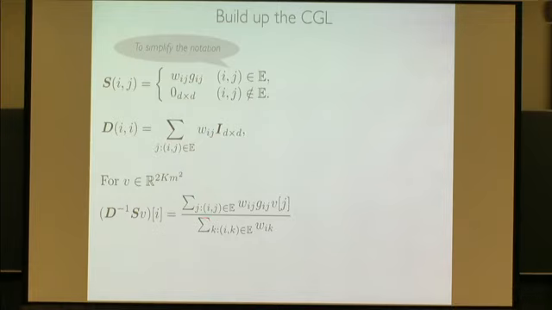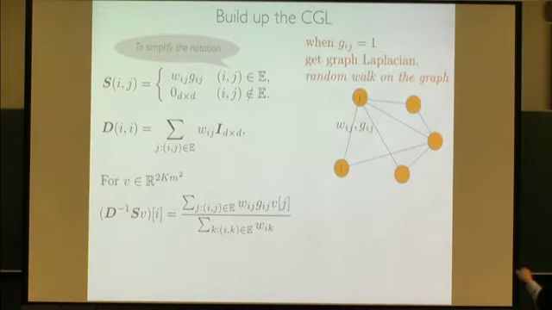And if you are familiar with regression, you will see that it is very close to Nadaraya-Watson kernel regression, or maybe a random Markov process. Yes, it is. When Gij is 1, that is, you don't have any relationship, you get the graph Laplacian in the very end, which is just the random walk on the graph.